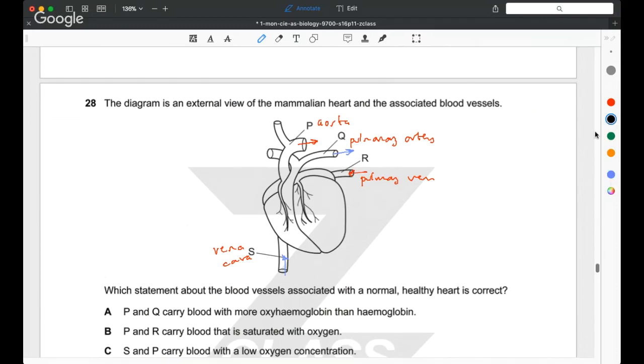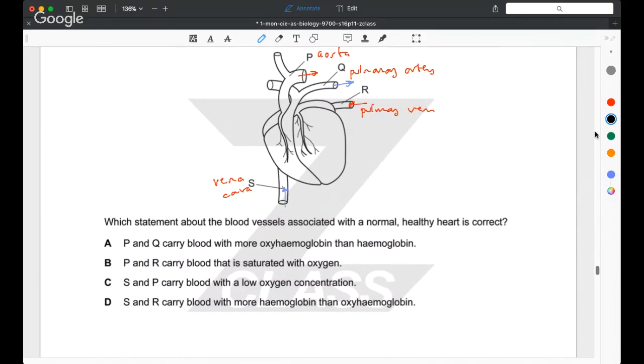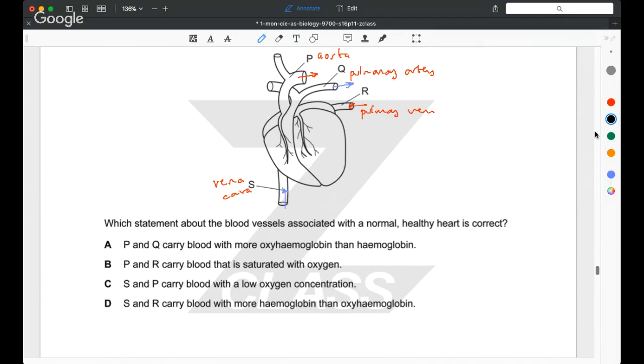And so you had to say, didn't you, out of all of these, which one was the correct answer here? If we look through them, the only one that fits then is B, because P and R are carrying blood that is saturated with oxygen. P is carrying blood saturated with oxygen because that's leaving along the aorta here, and R is saturated with oxygen because this is blood returning from the lungs back to the heart. So that's oxygenated blood coming back into the heart. And so the only answer there is B.